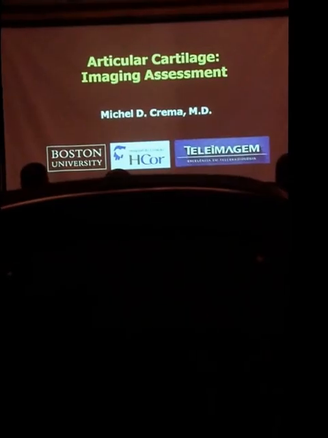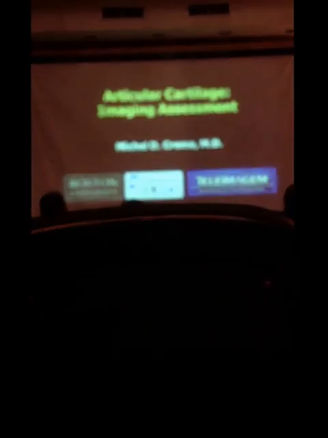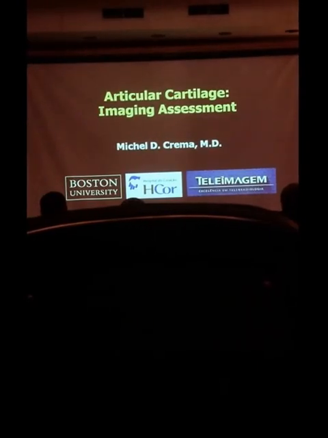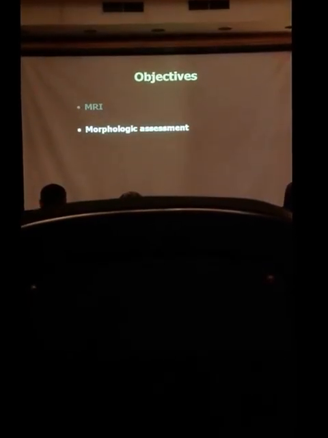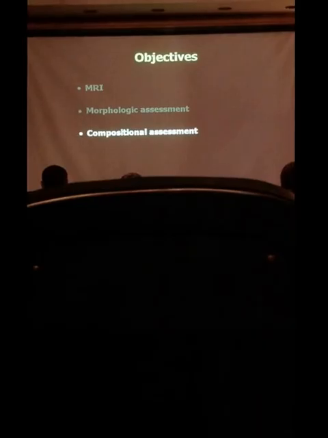Start with talking about articular cartilage, focusing on imaging assessment, a little bit of the state-of-the-art, what we have available right now to assess articular cartilage everywhere in the body. We'll focus, of course, on magnetic resonance imaging, which we call MRI, assessment of cartilage, focusing on its morphologic assessment as well as its compositional assessment.